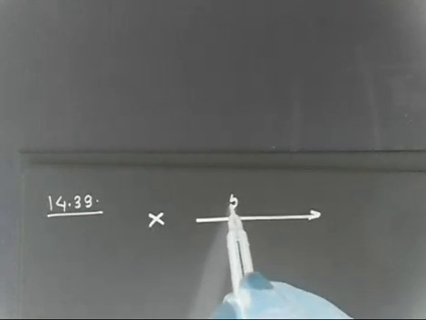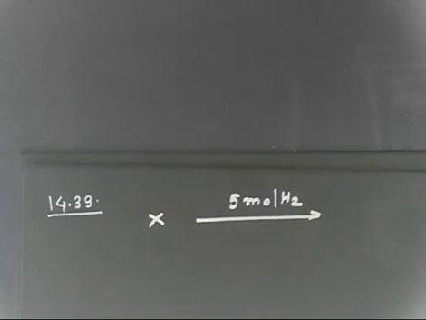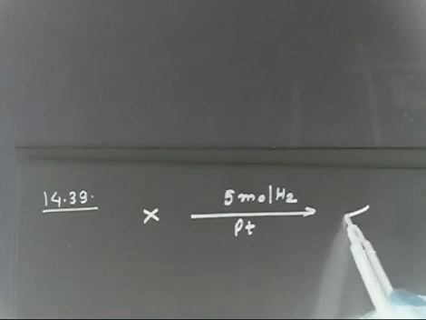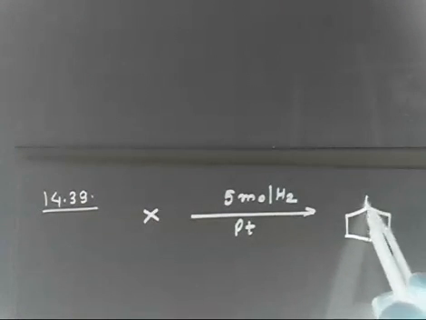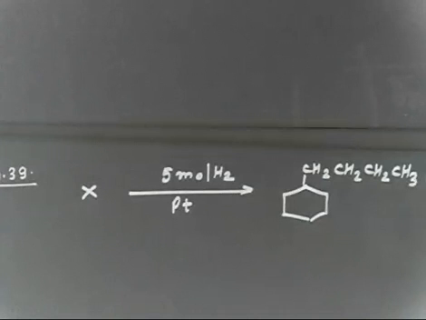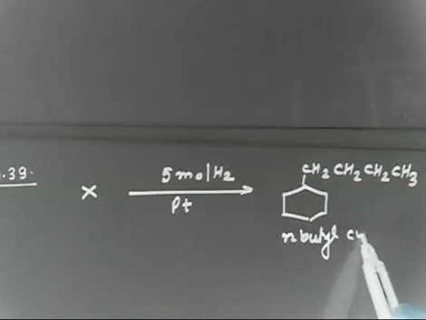So this says a compound X on hydrogenation takes 5 mole of H2, done on platinum as a catalyst, and this gives n-butyl cyclohexane. So n-butyl cyclohexane is this: CH2, CH2, CH2 and CH3. The name is not important.